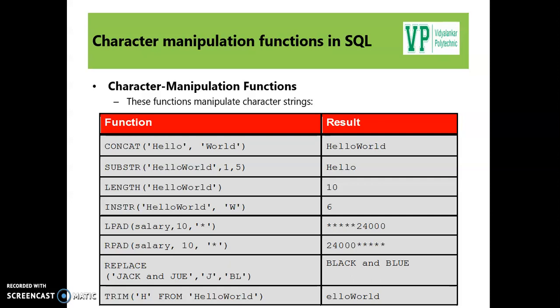The next function is the trim function. Here one word is used, that is nothing but the from word. The first input is the pattern or letter to be trimmed out from the input. Here capital H is the letter from Hello World. So Hello World is the input, and the outcome of this particular function is ello World. So you can see the H over here.